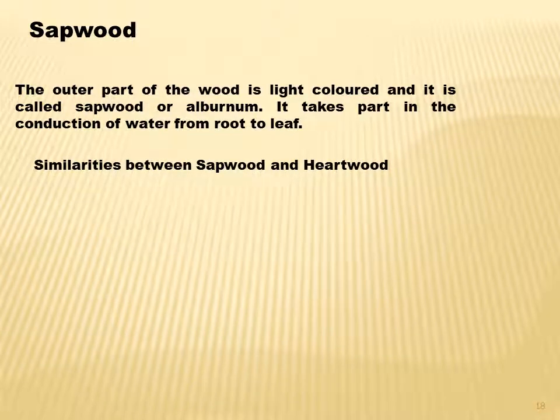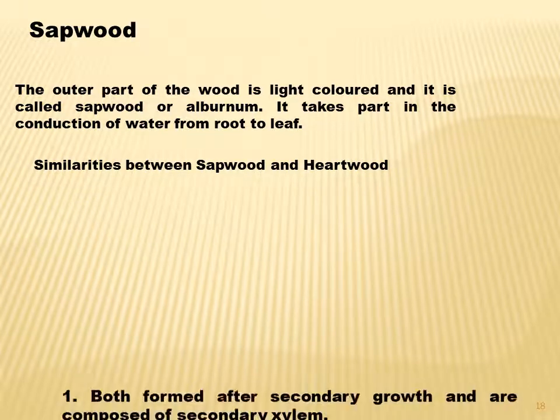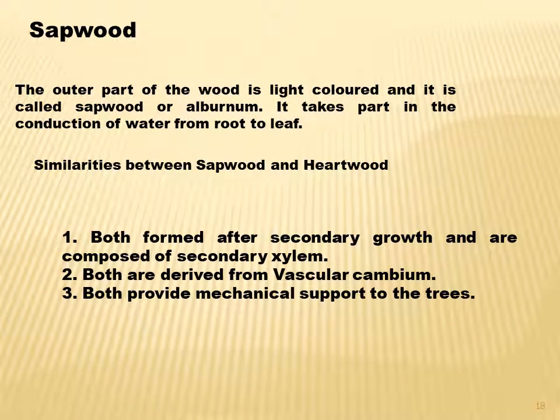Similarities between sapwood and the heartwood. Number 1. Both are formed after the secondary growth and are composed of secondary xylem. Number 2. Both are derived from the vascular cambium. Number 3. Both provide mechanical support to the trees.